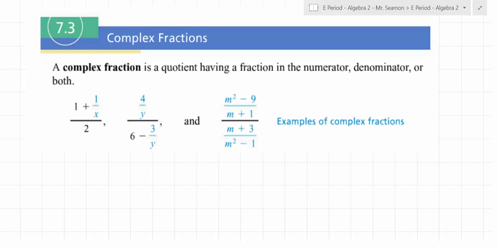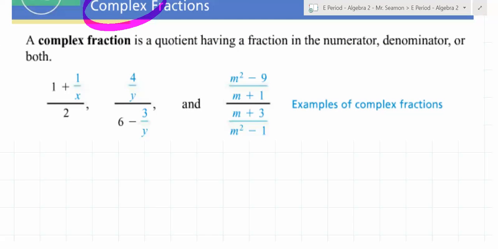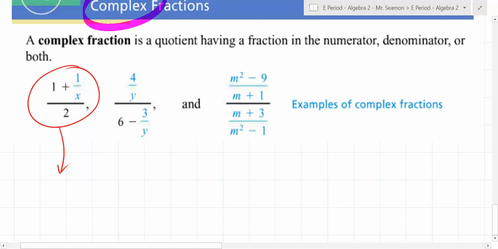So if you see a fraction inside a fraction, the general name for that is complex fractions. If you were presented with one of these, let's say this one right here, how would you go about trying to simplify it? What's one method you could employ?